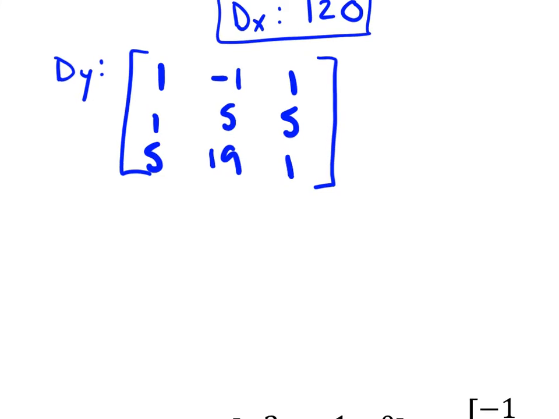Now how do we find the determinant? What do we have to do first? Rewrite the first two columns. So we have 1, 1, 5, negative 1, 5, and 19. Just setting this up is where I see the most mistakes. So just make sure you are careful with what numbers you're writing down.